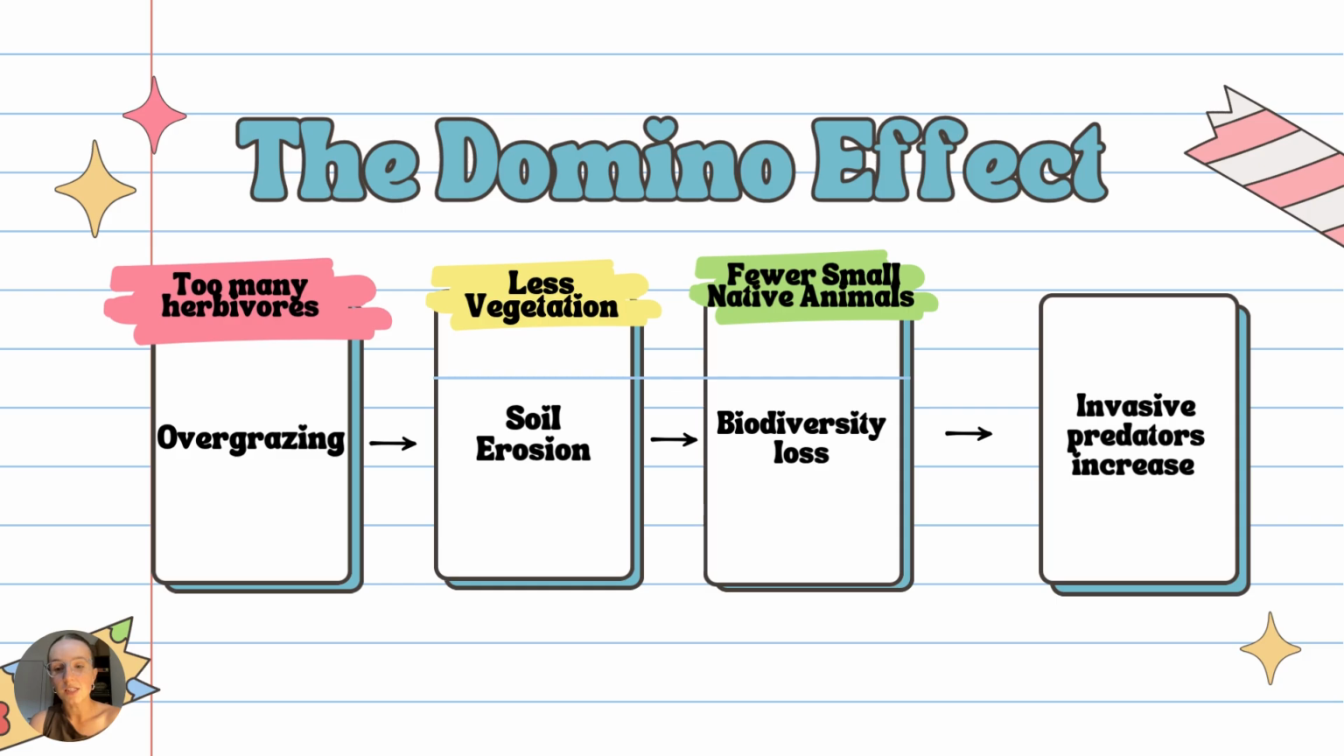Herbivores eat more plants, vegetation decreases, small animals lose homes, and the land becomes dry and damaged. It shows how every living thing is connected and how one change can affect the flow of energy and matter through the entire ecosystem.